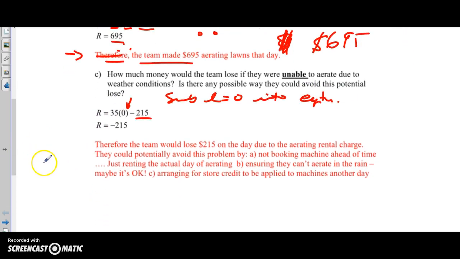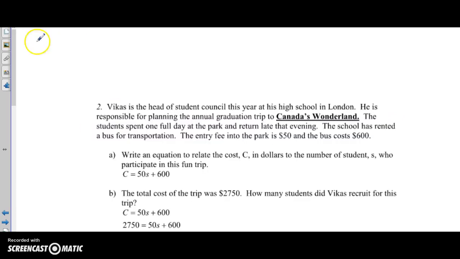It says, is there any possible way they could avoid the potential loss? And there's some answers here. How can they do that? They can arrange store credit to be applied if it rains or some sort of thing like that. So that's a nice little question too. But the main point is this. Let's move on to question number 2.